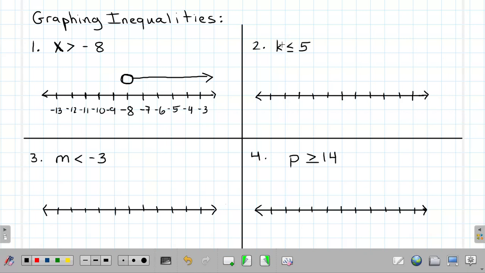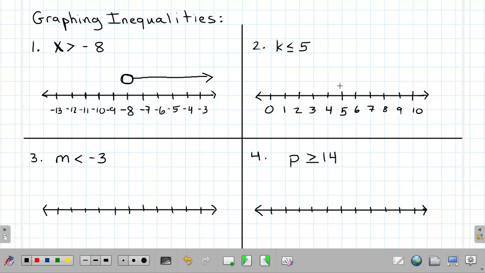Well, same kind of thing. K is our variable in this case, but we want to know what numbers can go in here. What numbers are less than or equal to 5? Well, once again, go to the middle. You're going to have 5 and then fill out the rest of your number lines. 6, 7, 8, 9, 10, 4, 3, 2, 1, 0. Okay, once again, you might not have as many spaces here, but just fill out what you can.